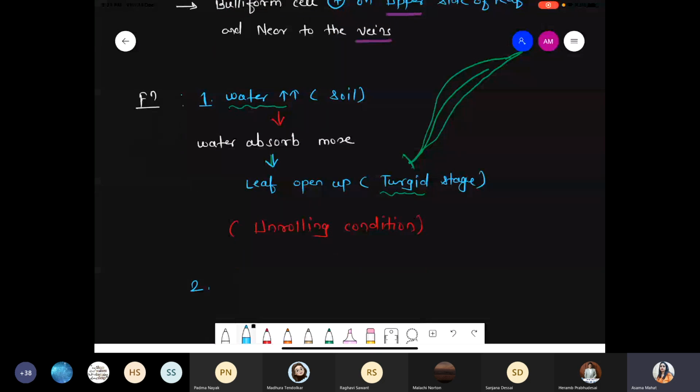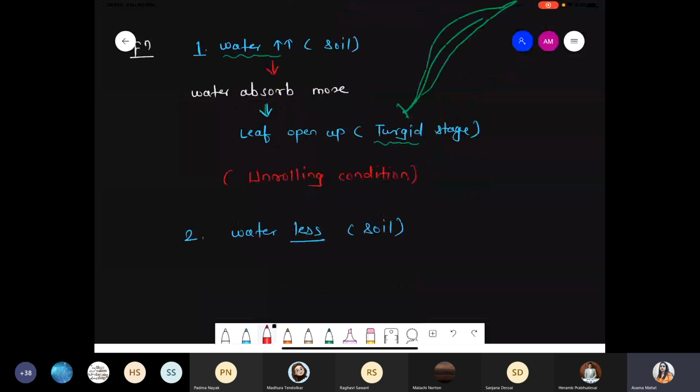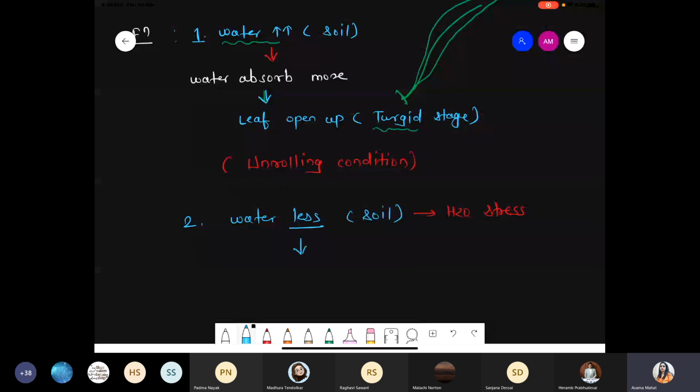Second condition, if water is present in less amount inside the soil, what happens? This condition is basically called water stress, an unfavorable condition, right? And during the unfavorable condition, during the water stress condition, whatever leaf is present, that leaf becomes flaccid. Flaccid means what? Now that leaf gets rolled.